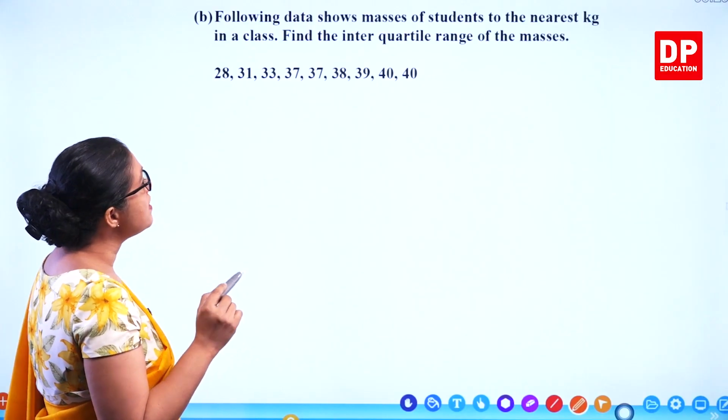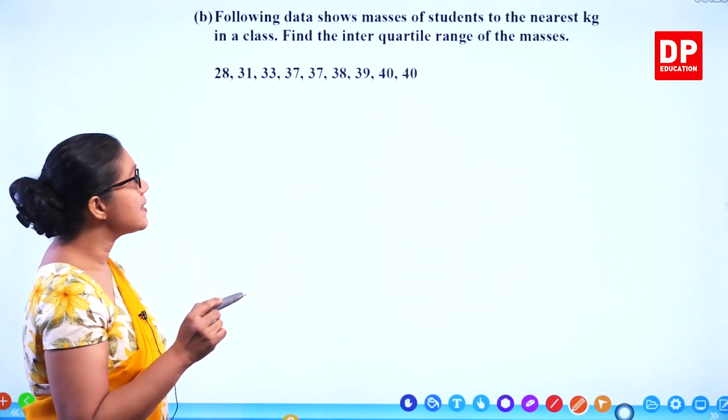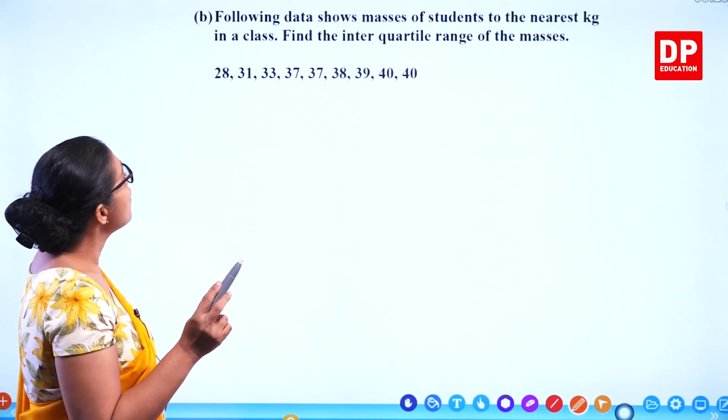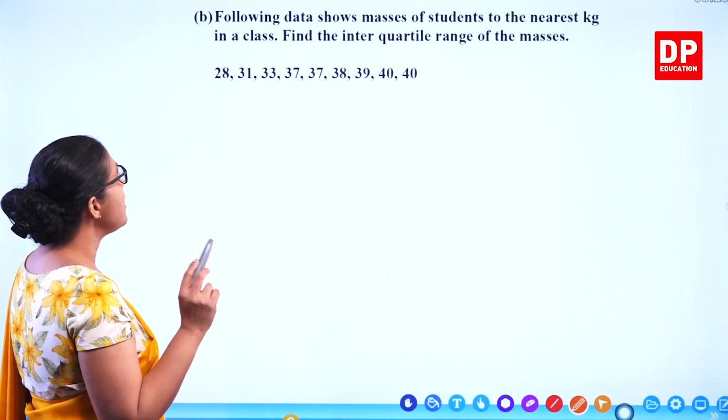Let's take the next part. Following data shows masses of students to the nearest kilogram in a class. Find the interquartile range of the masses. Just check whether these masses are in ascending order. So already given in ascending order, so no need to rearrange.